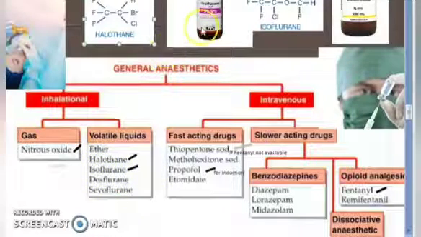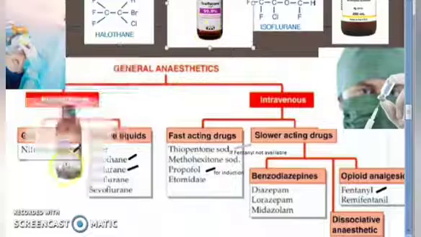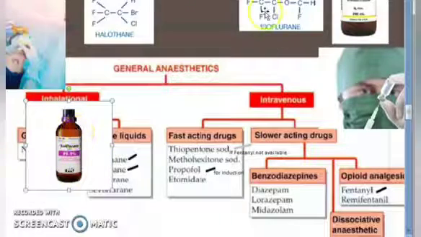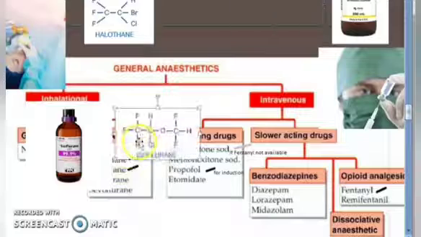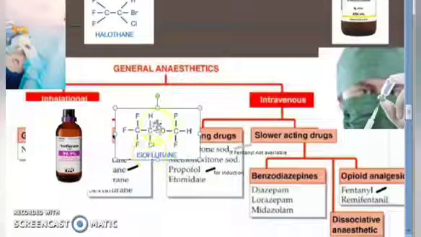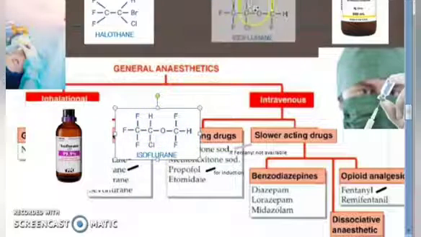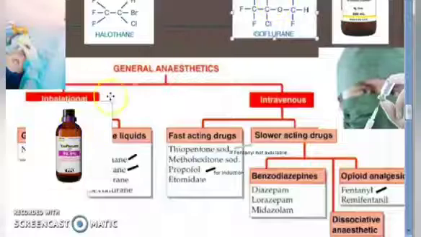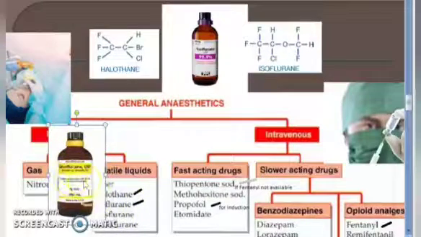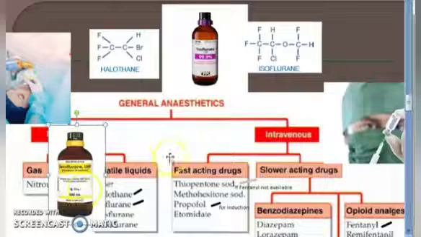Coming to isoflurane. Isoflurane is this purple one, and this is the structure of isoflurane, guys. Isoflurane is also used a lot. This one is sevoflurane, yellow.